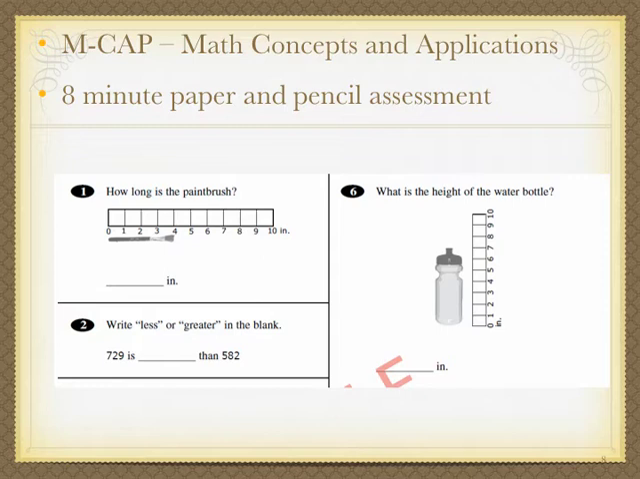The Math Concepts and Application Probe is also an 8-minute assessment. This is much more of the problem-solving, word-based problems, and you can see there's a very distinctive difference in the type of problems that are asked and the type of thinking children have to do when they're doing the Math Concepts and Applications Probe.